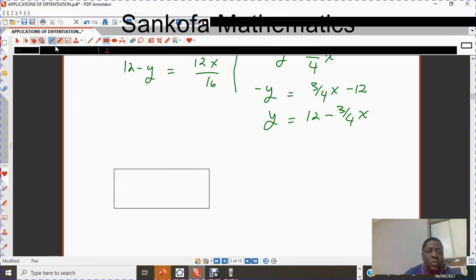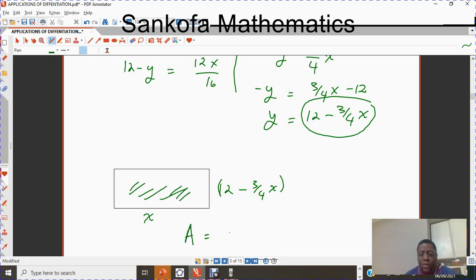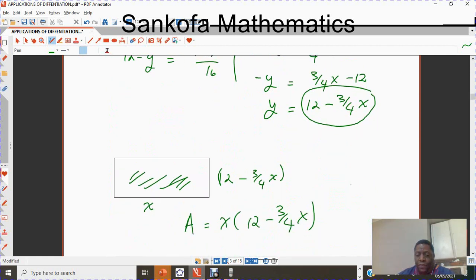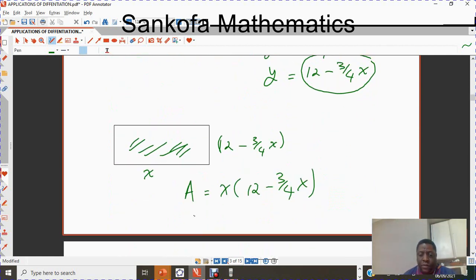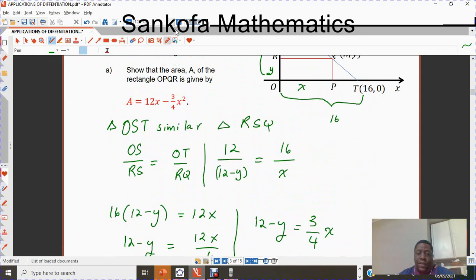We now know that the area of the rectangle is x times y, and y is now replaced by 12 minus 3/4 of x. To calculate the area we just multiply that, so it will be x times (12 minus 3/4 of x). We distribute the x over, so the area of the rectangle is nothing but 12x minus 3/4 x squared. And surely this was what we were required to prove or to show: 12x minus 3/4 of x squared, as you can see there.